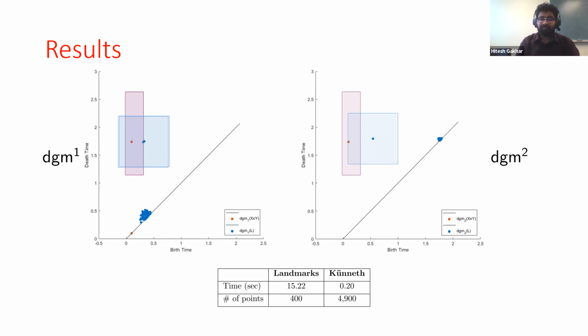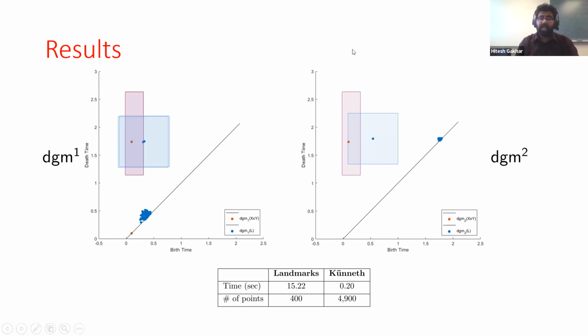Let's talk about accuracy. On the left, we see diagrams in dimension one. On the right, we see diagrams in dimension two. Let's talk about dimension two because they're very similar, and it's easier since there's only one point each. The blue points represent the landmark strategy, the standard strategy, and the red points represent the Künneth strategy. The first thing to notice is that the red points are farther away from the diagonal than the blue points. So they are detecting a fuller torus in some sense.